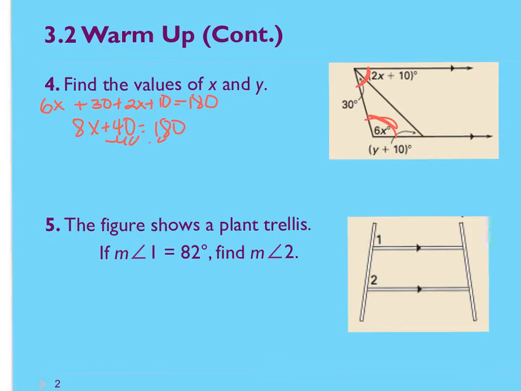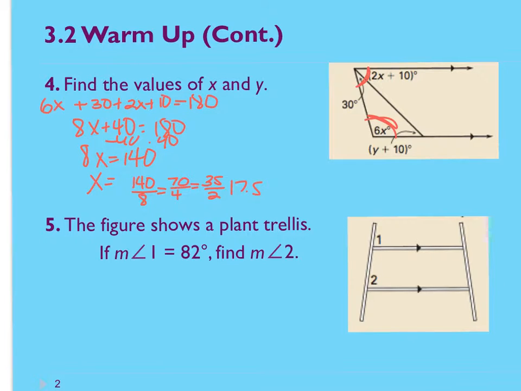Subtract the 40. 8x would equal 140. And this would go 140 over 8, which is 70 over 4, 35 over 2, or 17.5. Any of those answers work. Well, not any of them. The 35 over 2 or the 17.5 works.